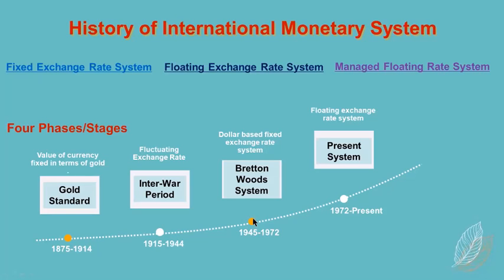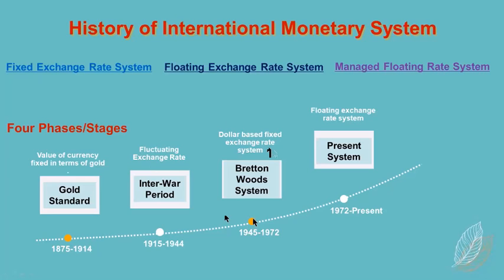The currency value was fixed based on the dollar value, right? So that is the Bretton Woods system. The system evolved in the Bretton Woods Conference in the USA in 1944. So it is a dollar-based fixed exchange rate system. We again moved back to a fixed exchange rate system.